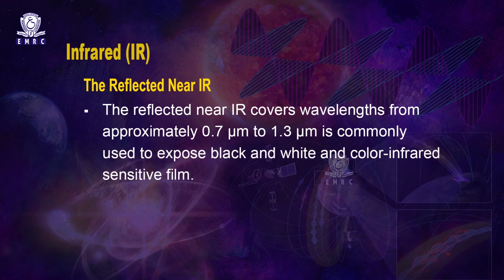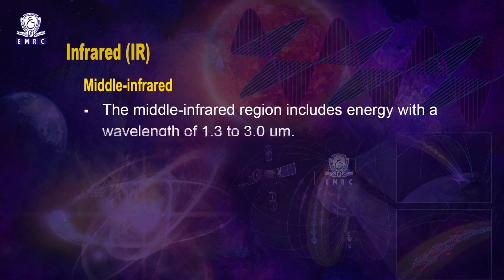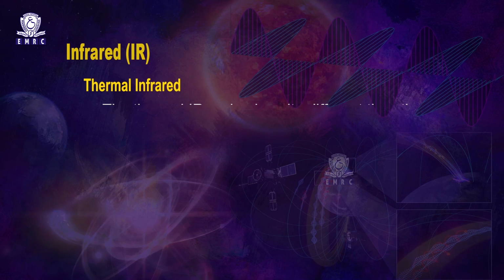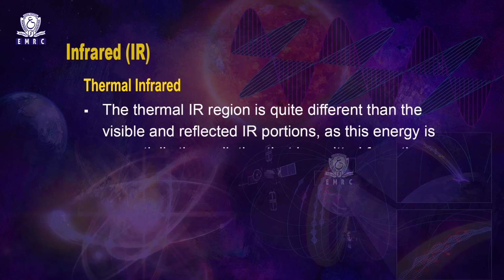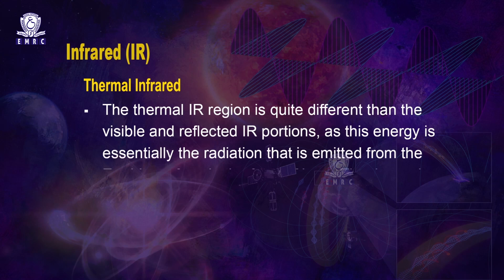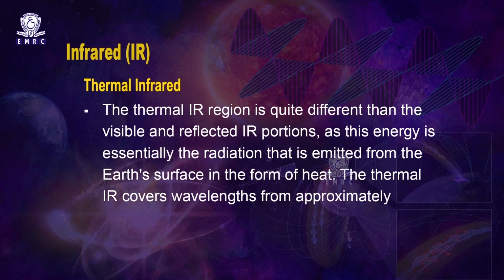It is commonly used to expose black and white and color infrared sensitive film. The middle infrared region includes energy with a wavelength of 1.3 to 3 μm. The thermal IR region is quite different from the visible and reflected IR portions, as this energy is essentially the radiation that is emitted from the Earth's surface in the form of heat. The thermal infrared covers wavelengths from approximately 3 μm to 100 μm.